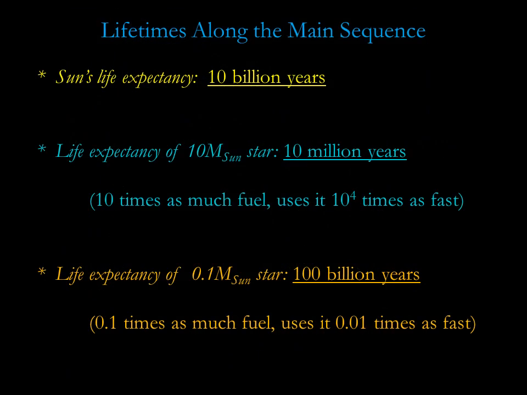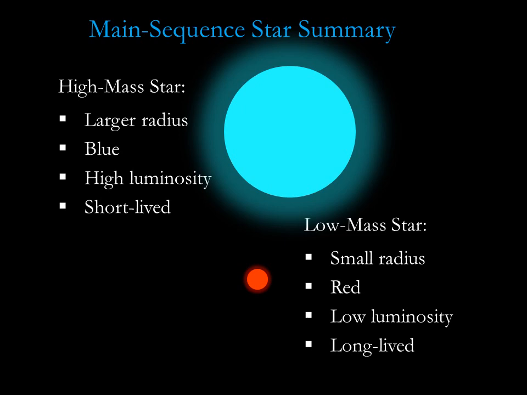Our Sun will spend a total of 10 billion years on the main sequence, fusing hydrogen into helium. For comparison, a 10 solar mass star will only spend 10 million years on the main sequence. A much smaller star, one with 1/10 of the mass of the Sun, will spend 100 billion years on the main sequence. This is longer than the age of the universe, which we know to be about 13.8 billion years. To sum up main sequence stars, high-mass stars are larger, bluer, brighter, and shorter-lived. The low-mass stars are smaller, redder, dimmer, and longer-lived.